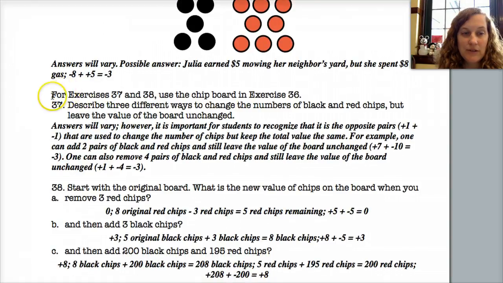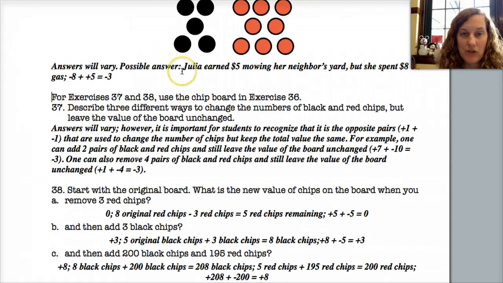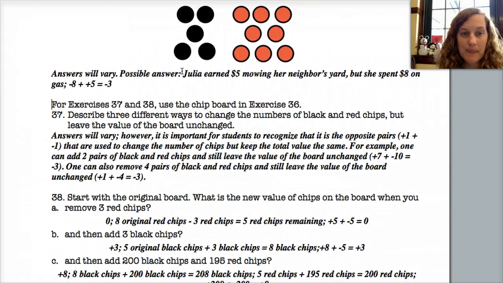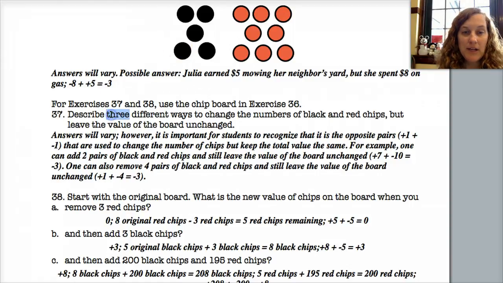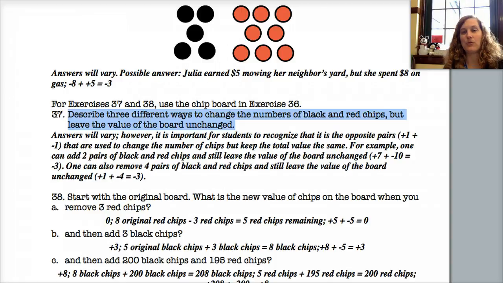For exercises 37 and 38, use this same chipboard that we have up top. Describe 3 different ways to change the number of black and red chips, but leave the value on the board unchanged. So I have 5 black and 8 red, so our value is negative 3. What else can I do to it to leave it as negative 3?